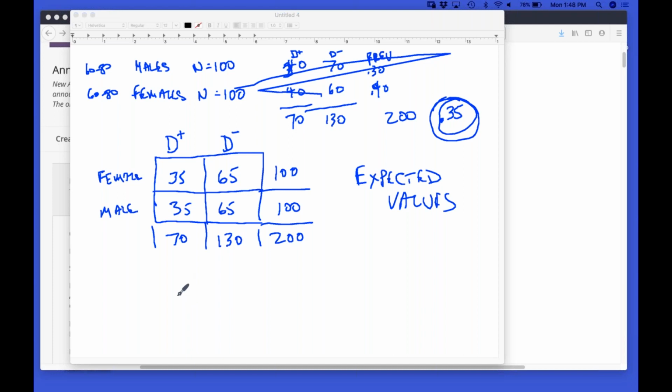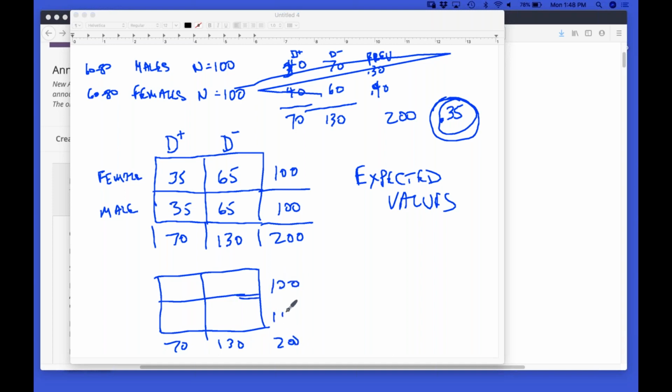Okay, so now I'm going to set up another table here. And this table is going to be my actual values. It's still going to be 70 and 130 and 200, right? Except this time, it's going to be 100 females and 100 males, female and male. Except this time I'm going to put in here the real numbers that I actually got when I collected this. So what was that? The real numbers for males were 30 and 70, and for females were 40 and 60. Okay, so these are my observed values.